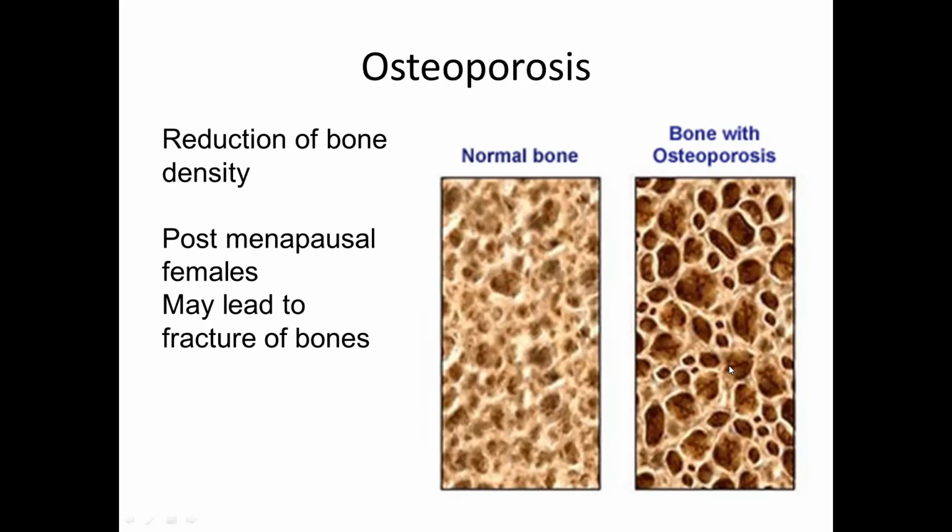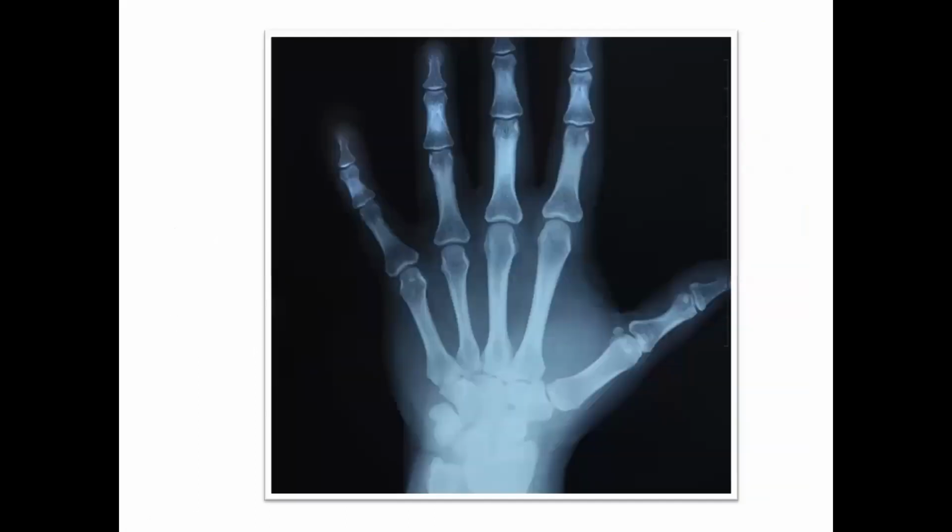So osteoporosis weakens the bone and even a slight fall can cause fracture of the bone. That is why you see a lot of fractures in the elderly. Now this is an X-ray of the hand to show you features of osteoporosis. Osteoporosis is difficult to diagnose. Here you can see that the opacity of the bone is slightly less than normal. So this can be used. However, there are different tests to check for osteoporosis now.